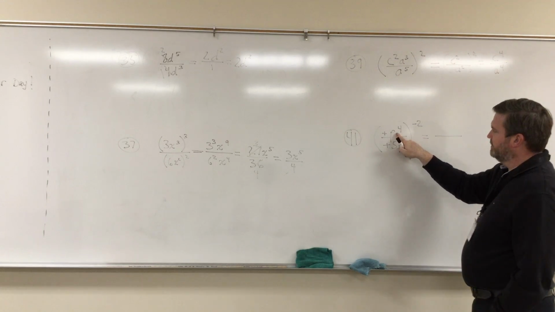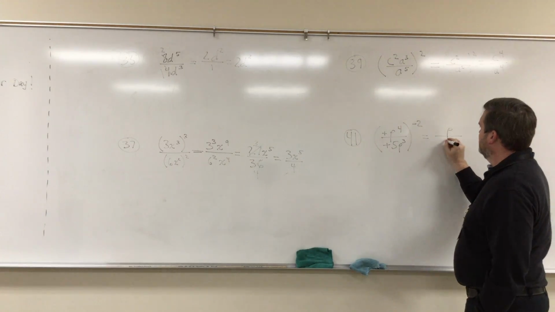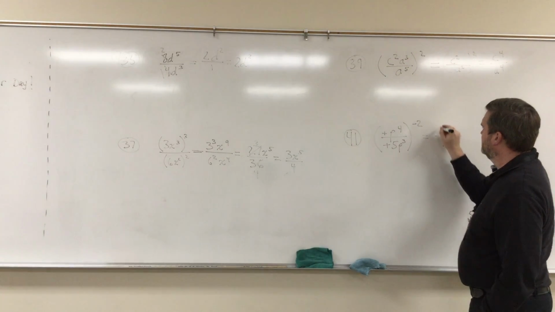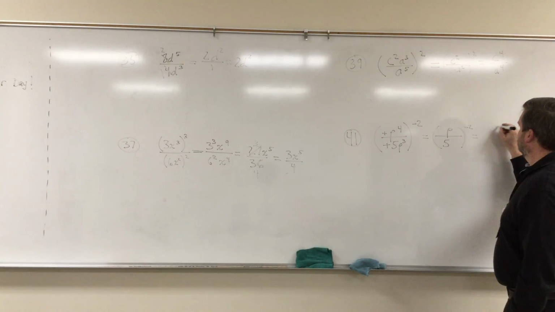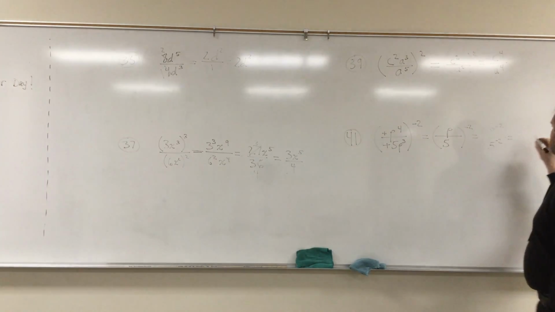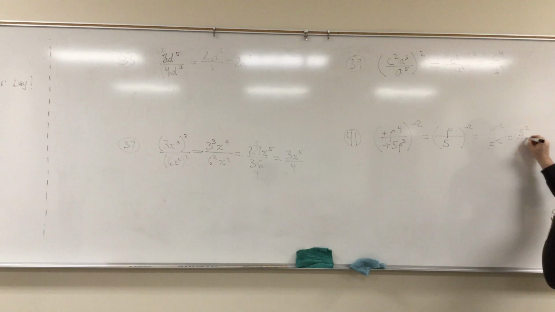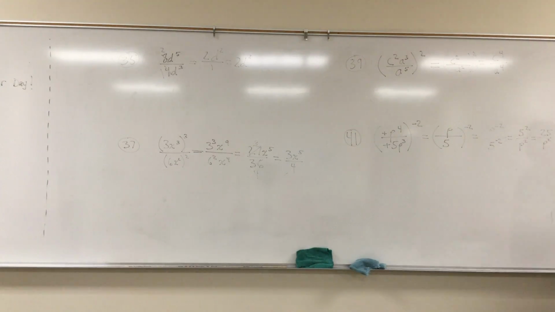4 factors of p upstairs, 3 downstairs, that leaves 1 upstairs, but we have that over 5 still, and this is to the negative 2, so that's going to be p to the negative 2 over 5 to the negative 2, which is going to be 5 squared over p squared, which is 25 over p squared. So not as complicated as it looked in the beginning, but kind of weird at the same time.